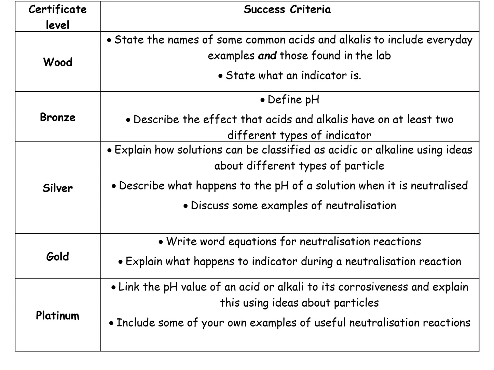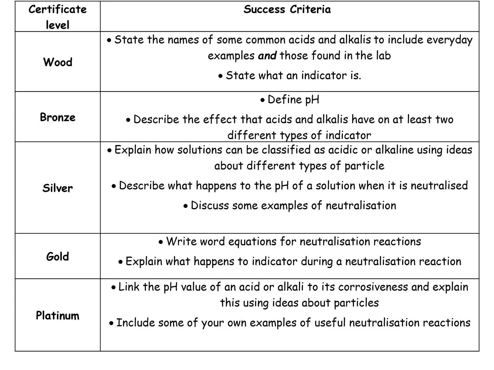For silver, again, you need everything from wood and bronze and what's in the silver box. So you would also explain how solutions can be classified as acidic or alkaline using ideas about different types of particle. So it's quite advanced. You might need to look this up online. Describe what happens to the pH of a solution when it is neutralised, and discuss some examples of neutralisation.